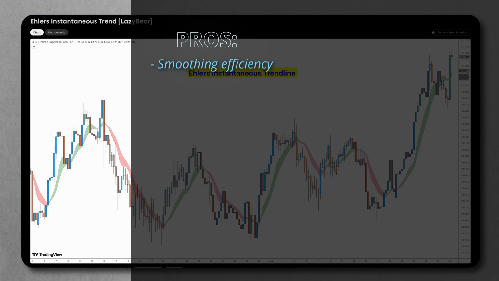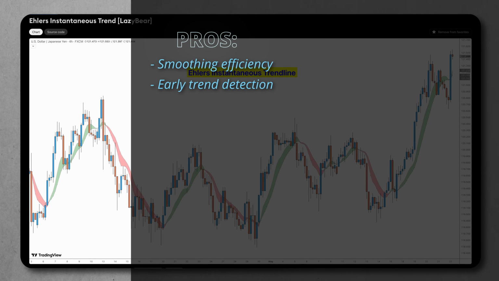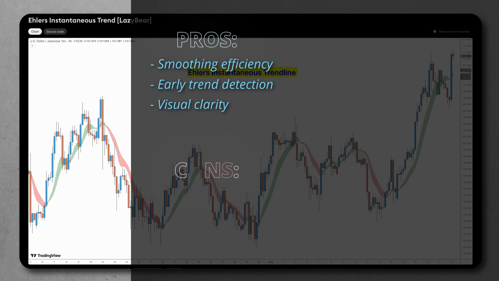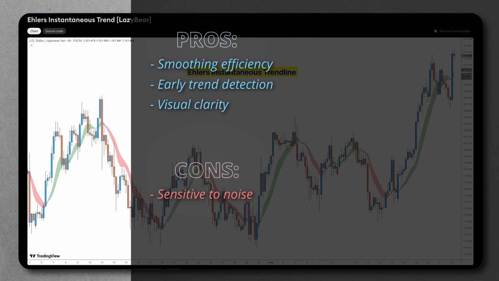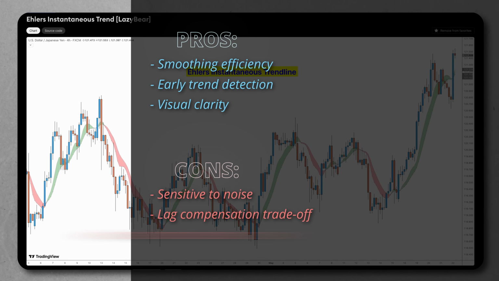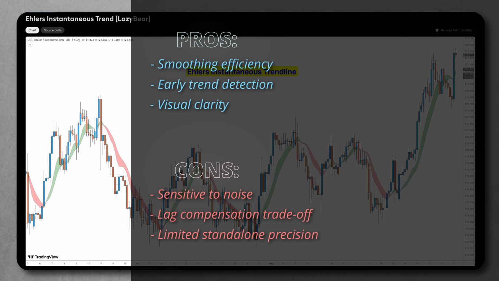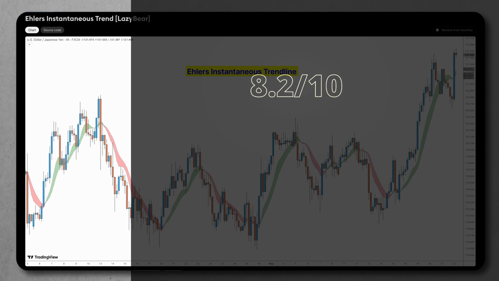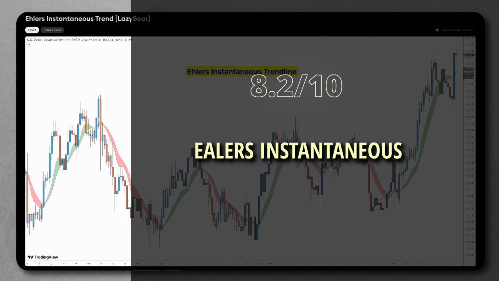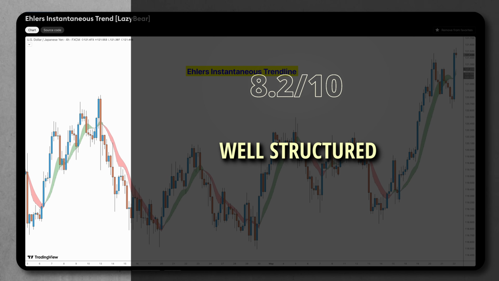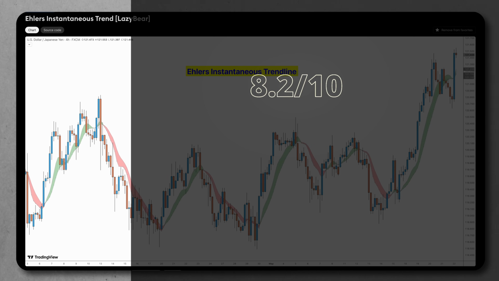Pros: smoothing efficiency, early trend detection, visual clarity. Cons: sensitive to noise, lag compensation trade-off, limited standalone precision. Rating: 8.2 out of 10. Ehlers Instantaneous Trend is a reliable, well-structured indicator built on sound logic. While not ideal as a standalone tool, it excels as part of a broader strategy where early trend signals are valuable.